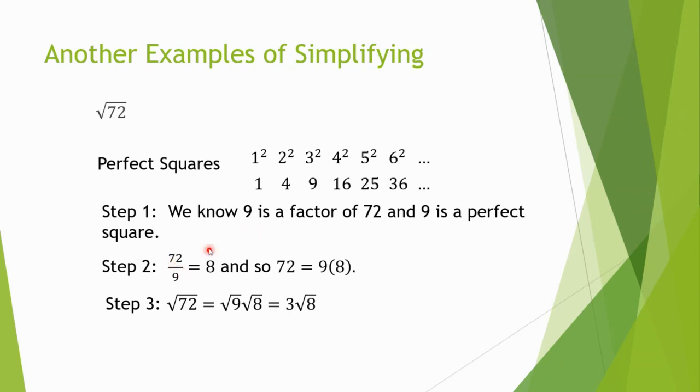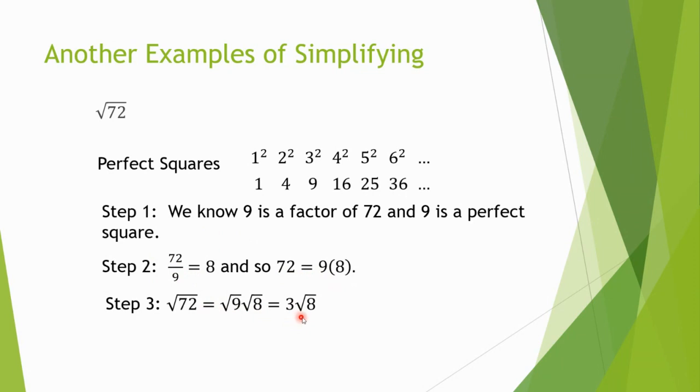And so in step 2, what we do is we factor. We have to divide to get what's left over. So 72 is 9 times 8. And so then what do we do? Just like before, we take square roots. The square root of a product is the product of the square roots. And we saw already the square root of 9 is 3. So what we get is 3 times the square root of 8.